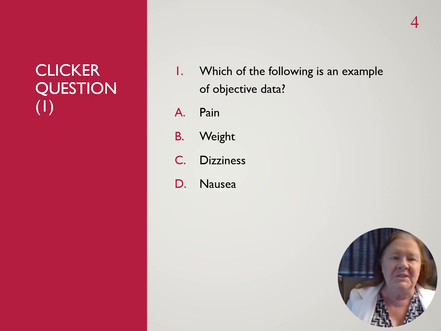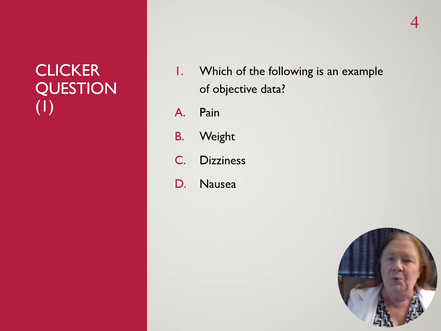Okay, these slides have some questions in between that we can do. Which of the following is an example of objective data? I just talked about that. Objective data, again, can be measured, verified, such as vital signs, labs that can be observed. I'll give you a minute on this one, and we can come back and talk about it. Your choices are A, pain, B, weight, C, dizziness, or D, nausea.